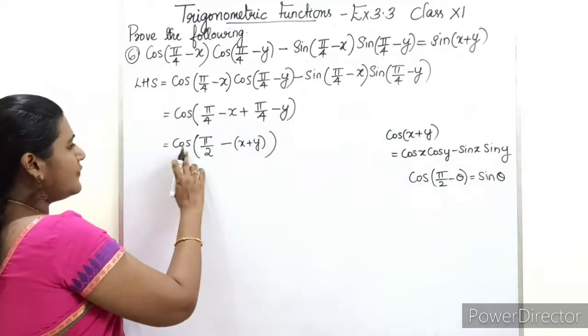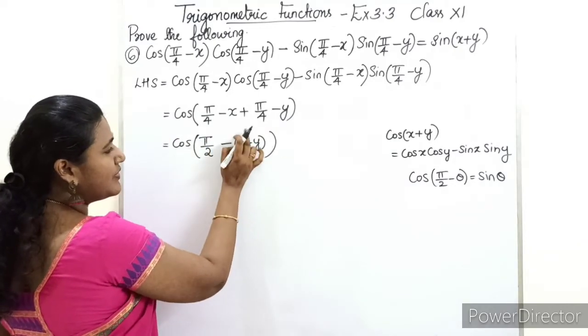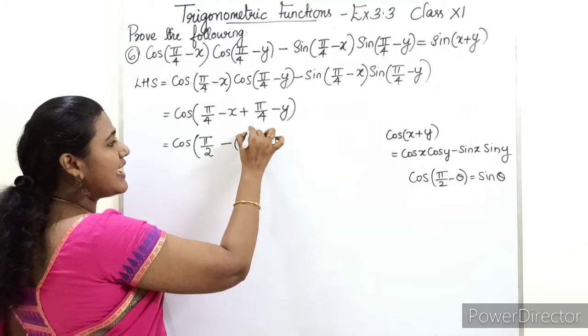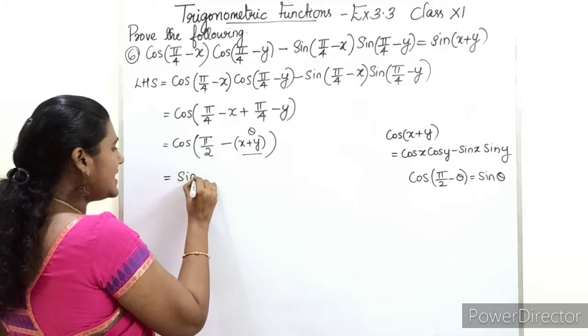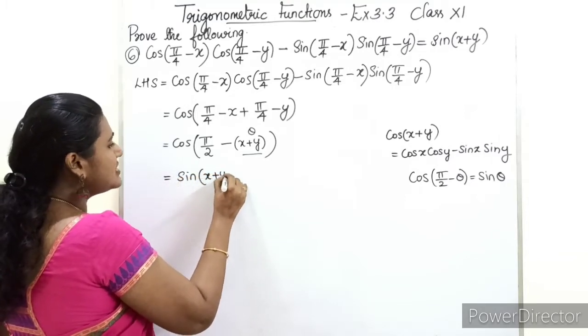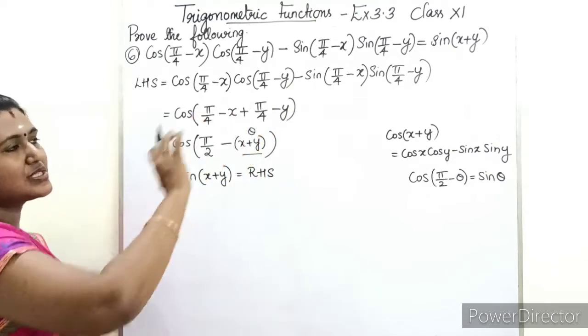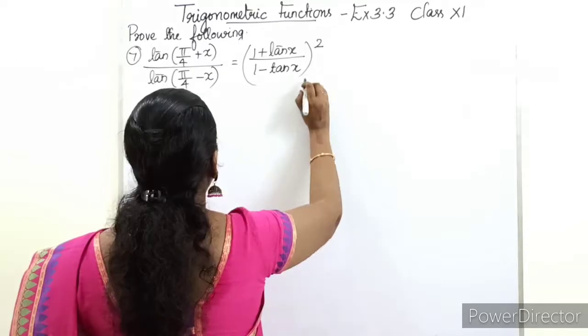So here if you see cos(pi/2 minus ...), in the place of angle what we have? x plus y. In the place of theta we have here x plus y. So instead of that, what we can write? Sin(x plus y). This is what we have to prove, which is our RHS expression. So this is what we have to prove. Now we will see the next question.